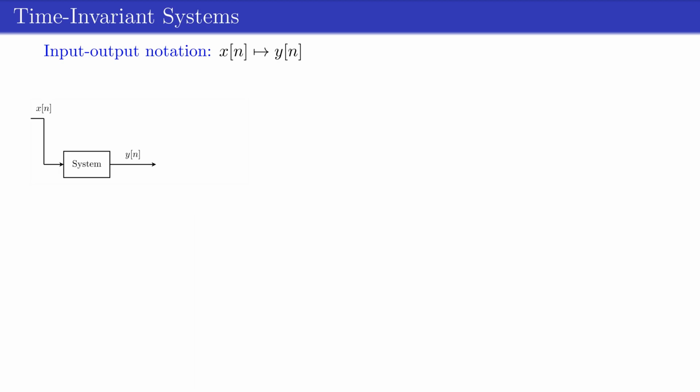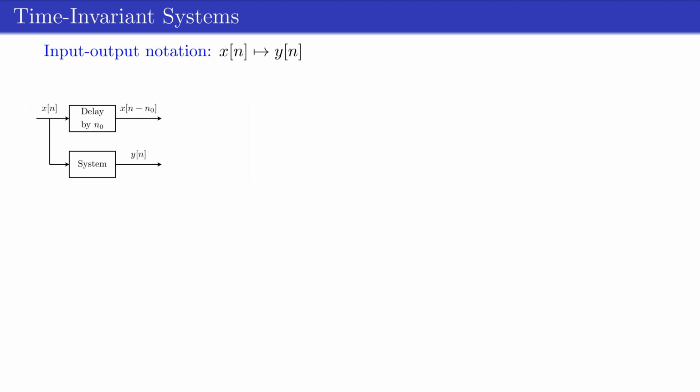To facilitate the discussion, it's useful to recall the block diagram representation of a general discrete time system as shown in the figure. When applying a signal x[n] to such a general system, this will result in an output y[n]. This input-output relation will be denoted by the arrow symbol as shown in the slide.